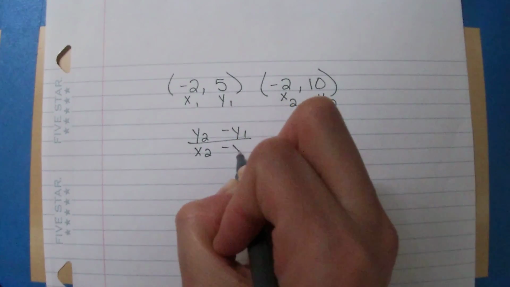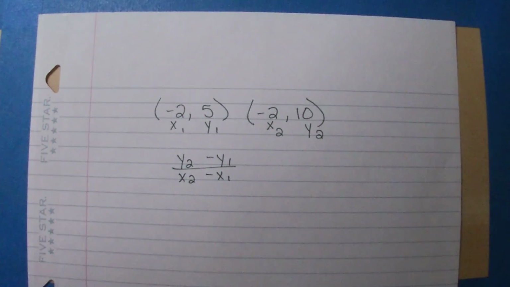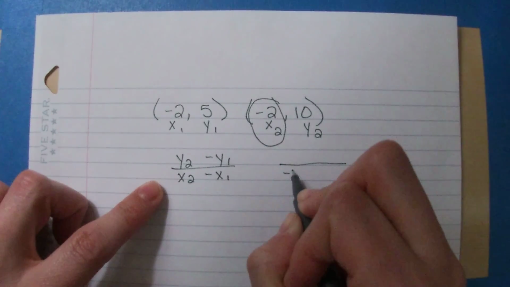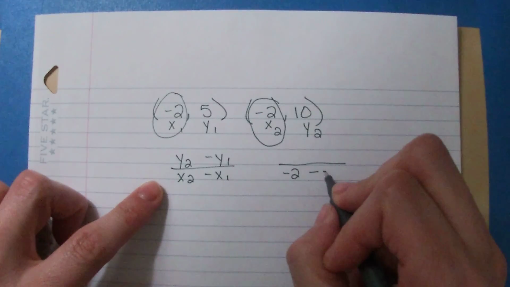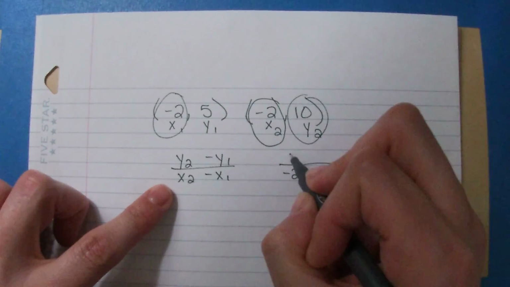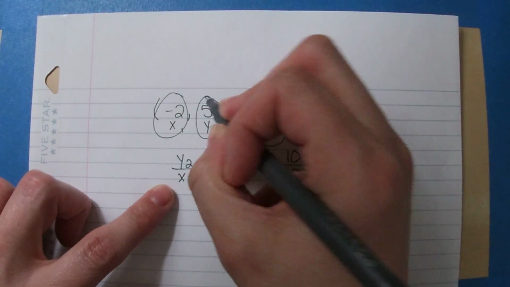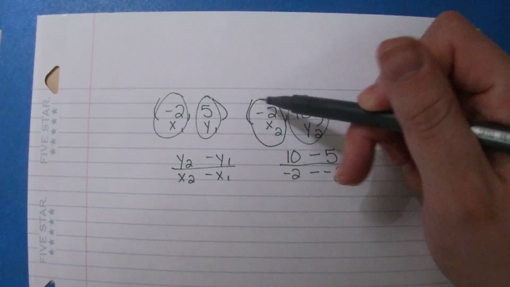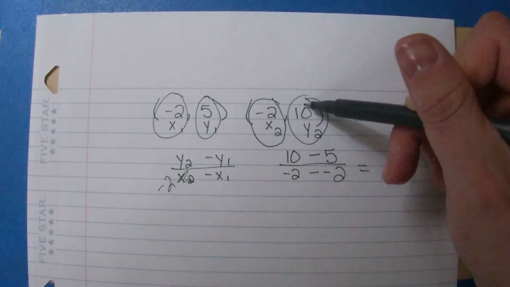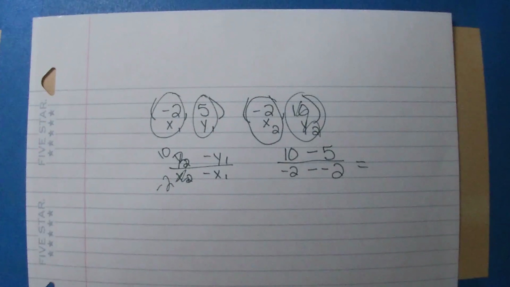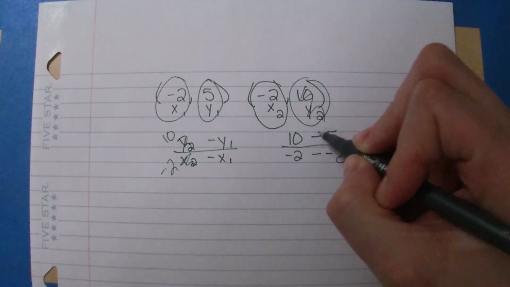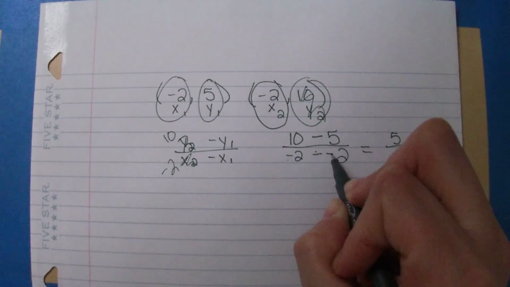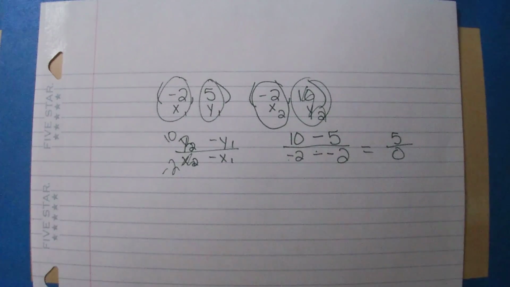We're using that same formula. Okay, so X2 is negative 2 minus negative 2, and 10 minus 5, right? I'm just filling in each of those numbers. So my X2 went where my X2 goes. My Y2 went where my Y2 goes. So 10 minus 5 gives me 5. And negative 2 minus negative 2 gives me 0.